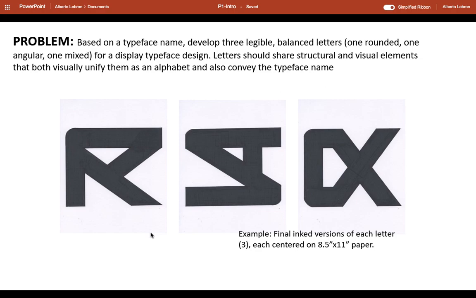This is also a really good example of how everything is centered on an 8.5 by 11 sheet of paper. Your final needs to be on Bristol board or any sort of hardstock sheet of paper, because if it's on regular computer paper, it's going to wrinkle.